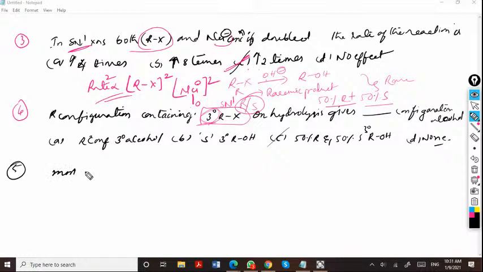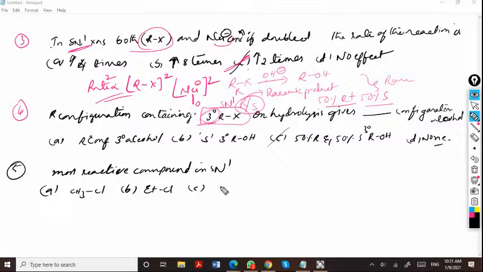So most reactive compound in SN1. Okay, you can write the complete question. Which of the following is most reactive in SN1 reaction? Option A, methyl chloride. Option B, ethyl chloride. Option C, isopropyl chloride. Option D, tertiary butyl chloride. And option E, deuterated ethyl chloride.